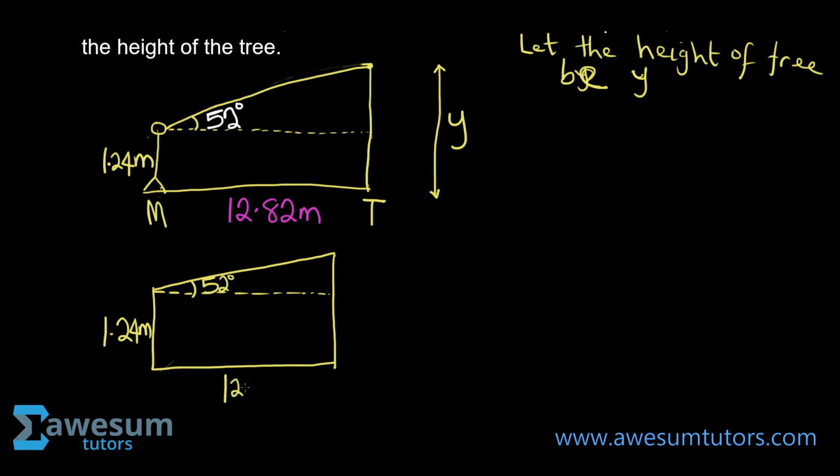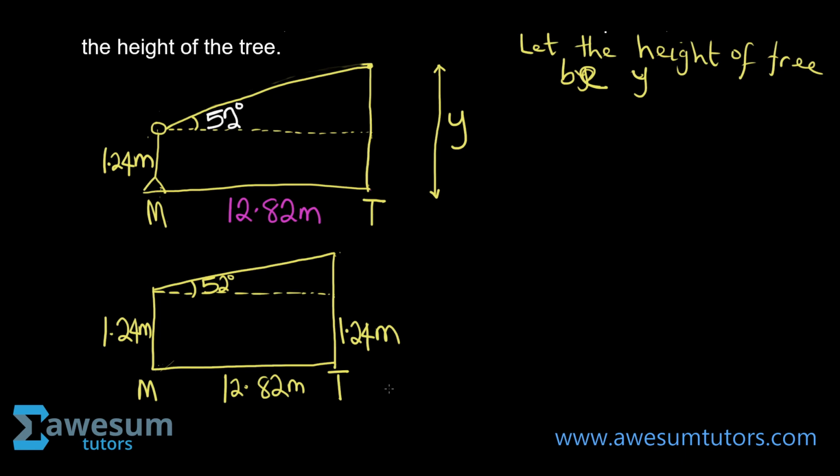This is 12.82 meters. Okay, this is T, this is M, and from here to here we call it Y, right? Now what you can do is 1.24 meters is this place right here, which is also going to be the same thing as this place, because this is the height of the man, which can also translate to this side right here, 1.24 meters.